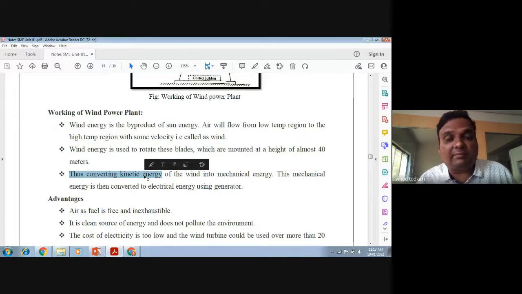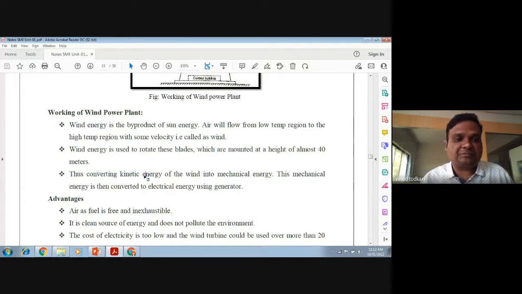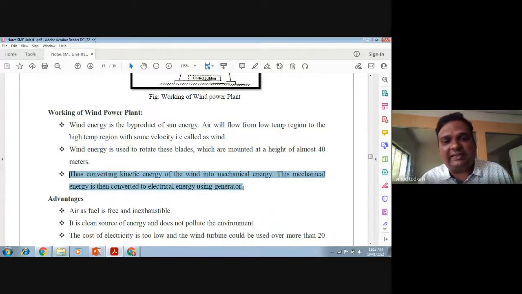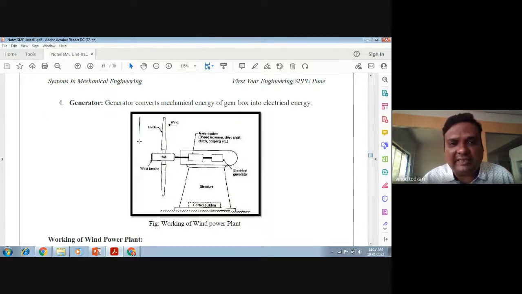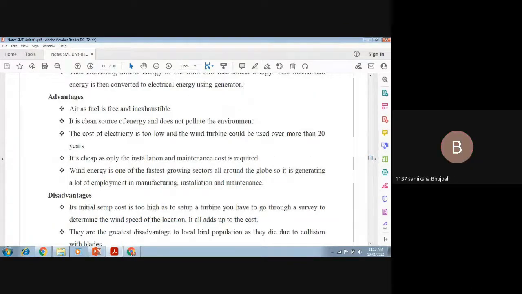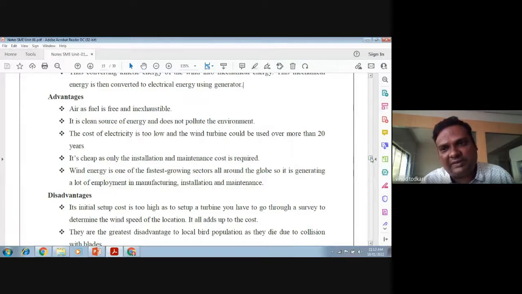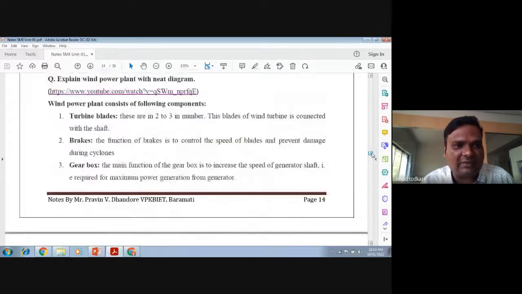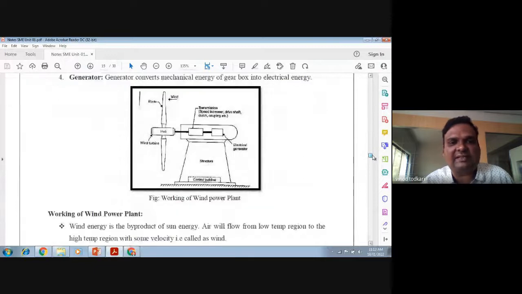Anyway, just remember this, that winds are caused by the sun. Winds are caused due to temperature difference. Then kinetic energy of wind is converted into mechanical energy, and then this mechanical energy is converted into electrical energy. This is the simple working of a wind turbine. Tell me very honestly, is this concept clear to all of you? Yes, sir. Okay, see, the components are very simple. They are turbine blades, then brake, gearbox and generator.